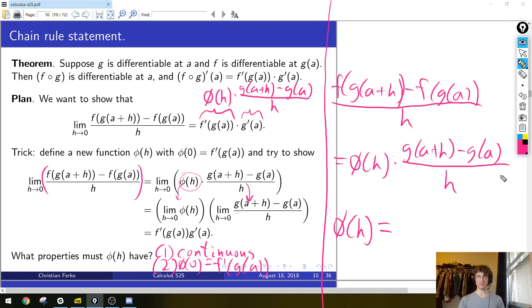Okay, so maybe we could just do algebra here if we're setting the top equal to this. So why don't we cancel h's, since we're assuming h does not equal 0, and then solve for phi. So what does that give us?